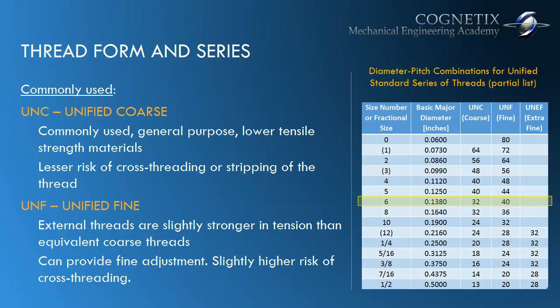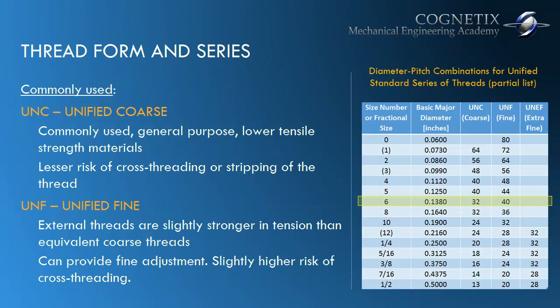Looking at, let's say, number 6, we have a number 6 screw, which we already know has a major basic diameter of 0.138 or 138 thousandths of an inch. It's not too important once you get used to specifying screw sizes. Sometimes you get to memorize their major diameters, but it's not essential. By experience, you'll be able to choose the proper size of a screw without thinking too much about it. But let's go back to number 6.